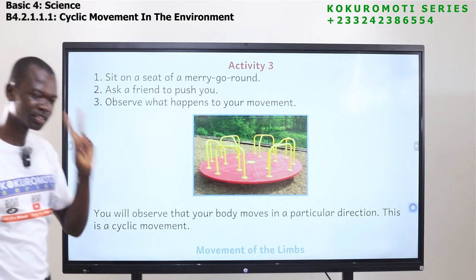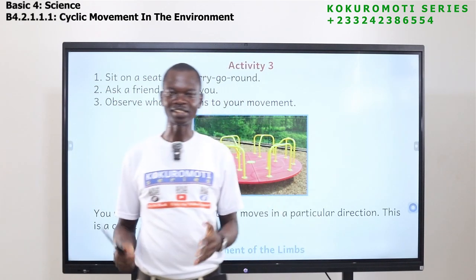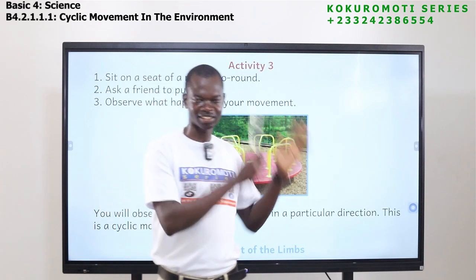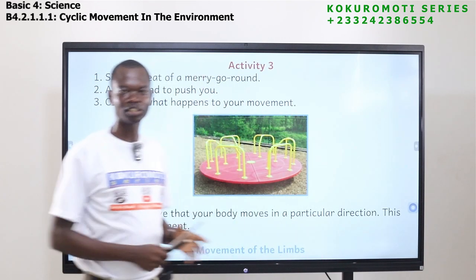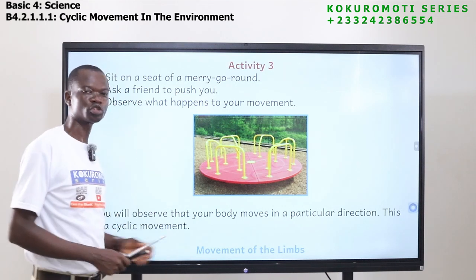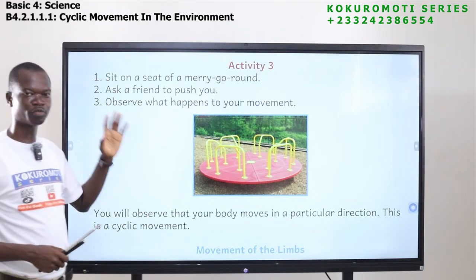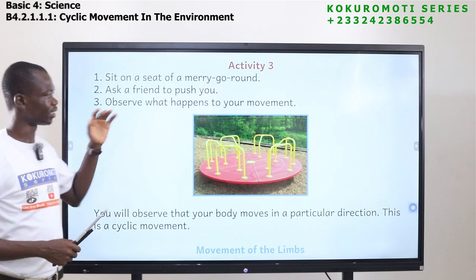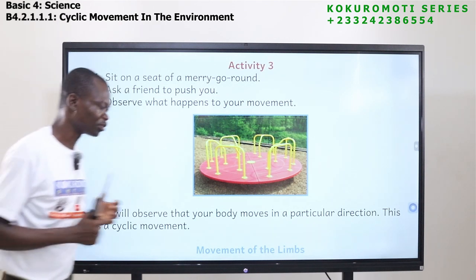Activity 3. We have seen 2 activities. In these activities, what kind of movement is it? Cyclic. We have seen the swinging pendulum, and we have also seen the movement of the hands of a clock. The next one that we are looking at is the merry-go-round.